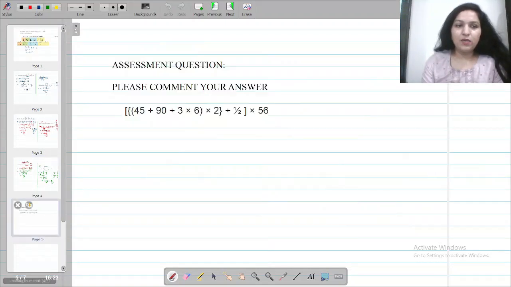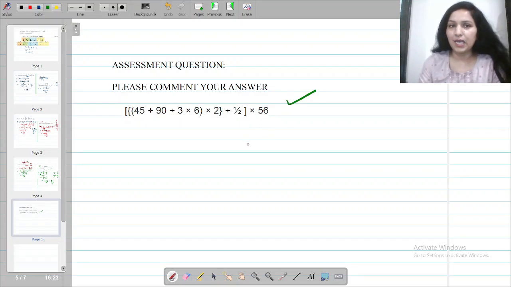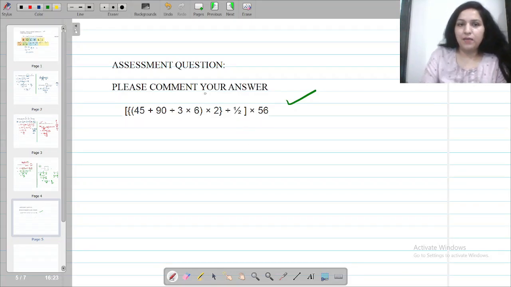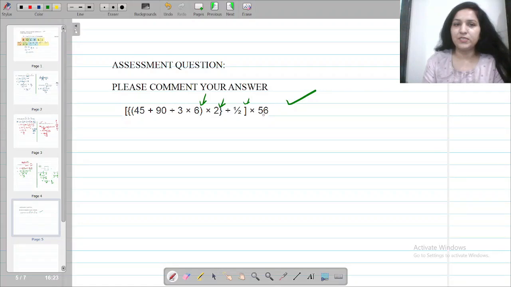Now the next one, what you're supposed to do, you have seen many kinds of questions. So this is your assessment question. I want you to please solve this question and put your answer in the comment. I will reply if you have done it correctly or not. Rule remains the same. Innermost bracket, then outer one, then outermost. When all is solved, multiply by 56.